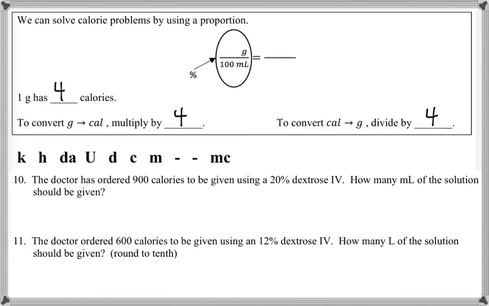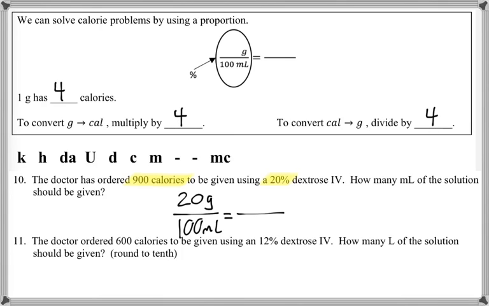Number 10 says the doctor has ordered 900 calories to be given using a 20% dextrose IV. How many milliliters of the solution should be given? So my percentage is 20. So that's going to be 20 grams over 100 milliliters. And the order is coming in at 900 calories.